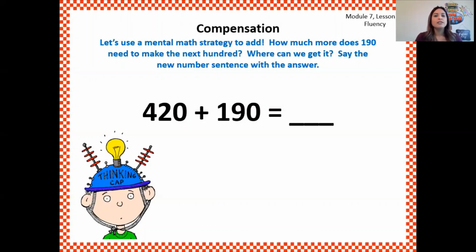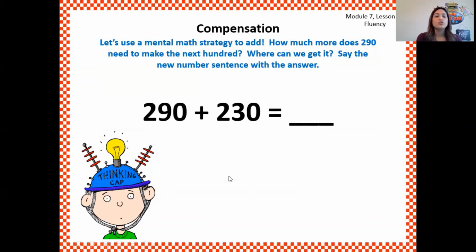Remember, how much more does 190 need to make the next 100? Who's 90's partner? 10. Where can we get those 10 from? 420. So if I take 10 from 420, what will 420 have left? 410. And if we give those to 190, what would 190 have now? 200. So our new number sentence would be 410 plus 200. And the answer is 610. Very good.